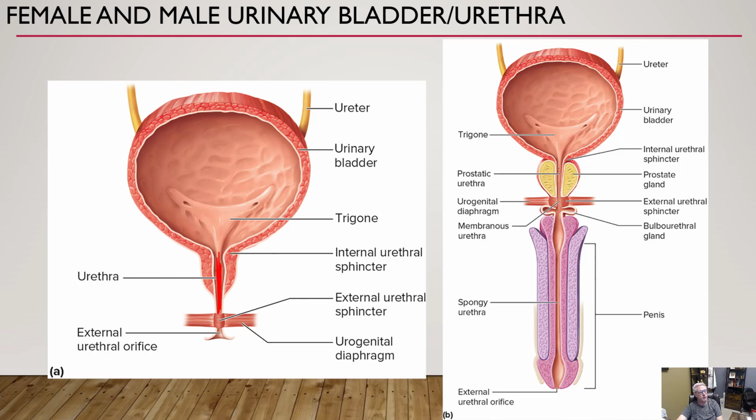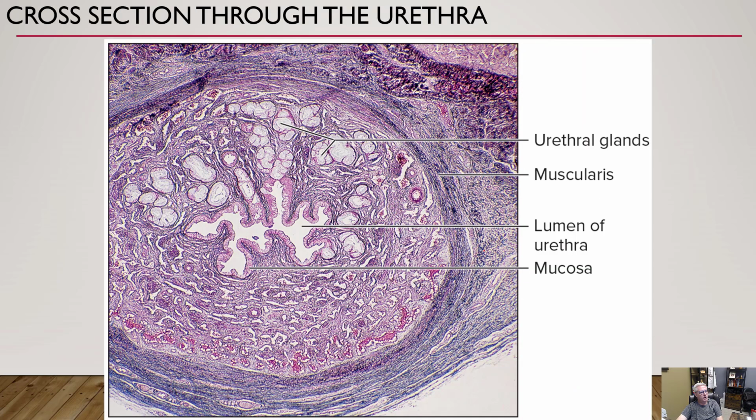So for the male urethra, you can see here that there are the 3 sections. There's the prostatic urethra here. There's the membranous urethra here, and then there is the spongy urethra here. Just a cross section of the urethra.